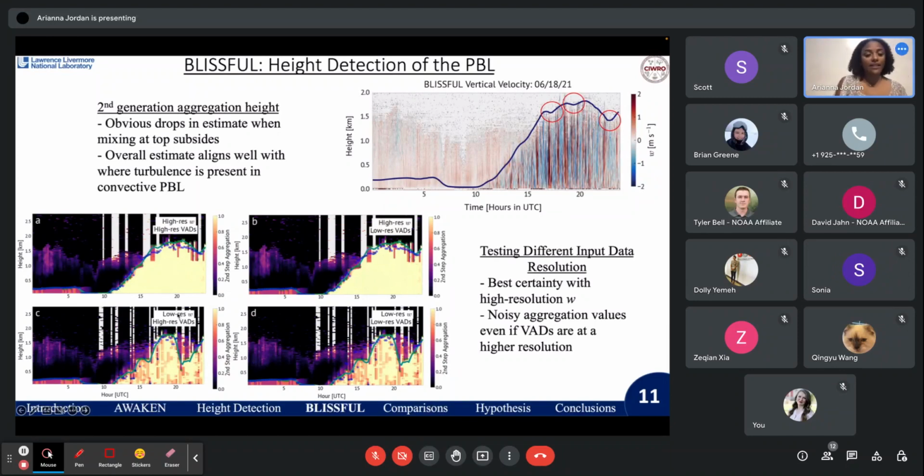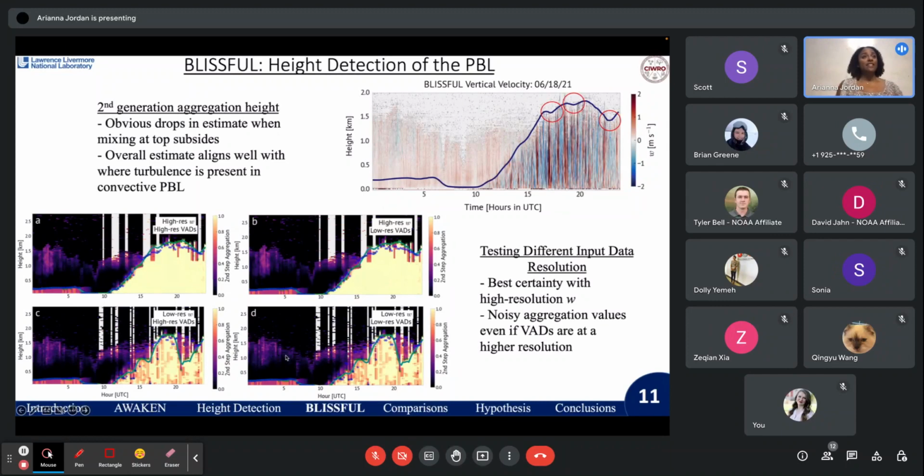But when we take out the high resolution turbulence and input the low resolution CLAMS 2, you can see that the height aggregation is a lot noisier and has a lot more uncertainty in figuring out where the height estimate is, as opposed to over here where it doesn't have this giant dip here. And then the same kind of result for when both data sets are low res.